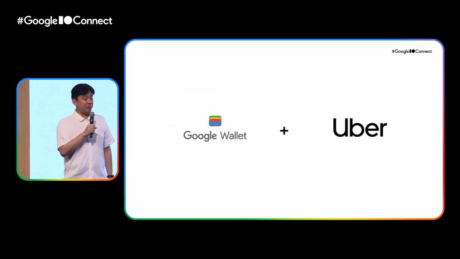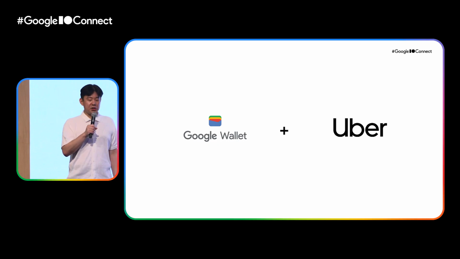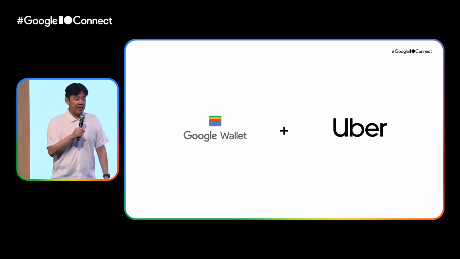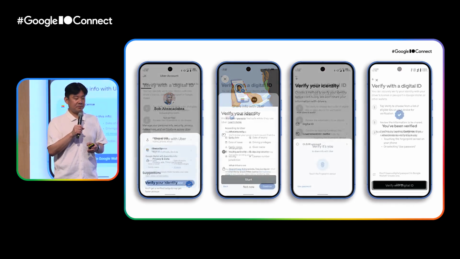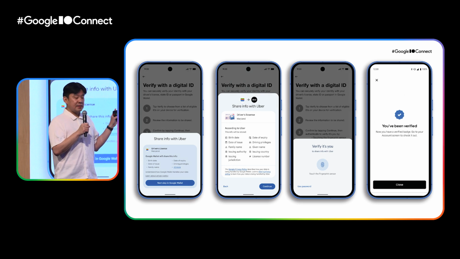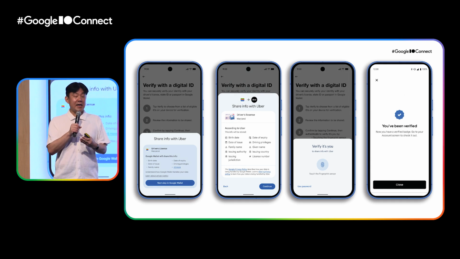To see this in action, let's take a look at how Uber is already using the Credential Manager API in the US. They use it to securely verify a driver's identity with just a few taps. When a user needs to verify their account, Uber simply requests the necessary details. The user sees a secure prompt from Credential Manager, selects Google Wallet, taps to agree, and the verification is complete in seconds.